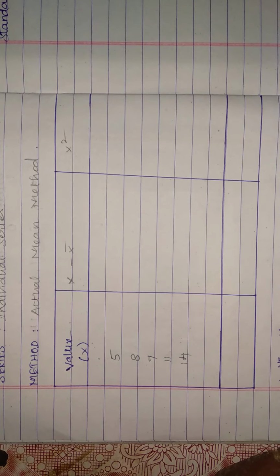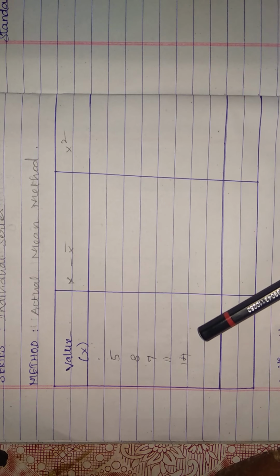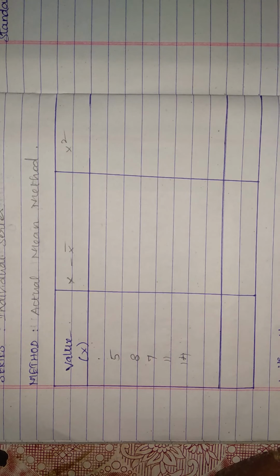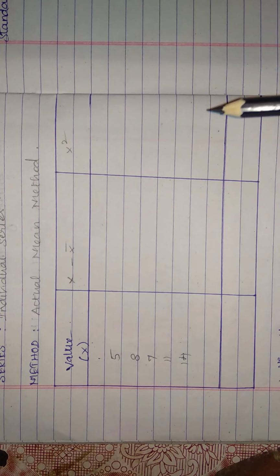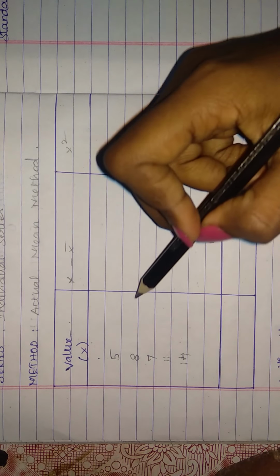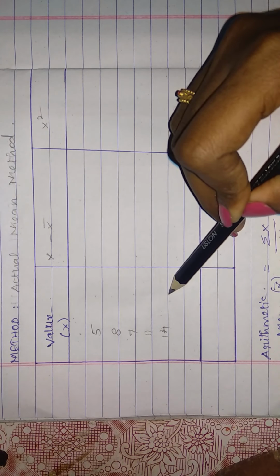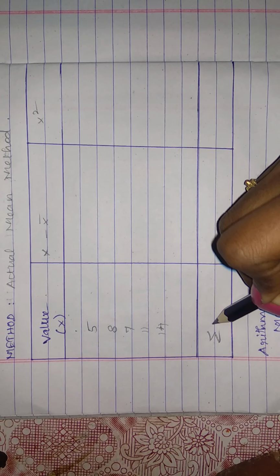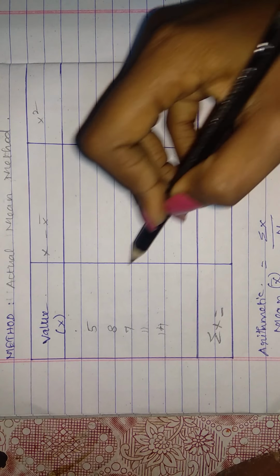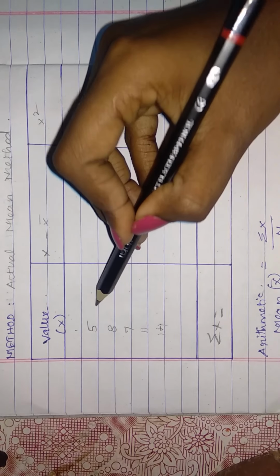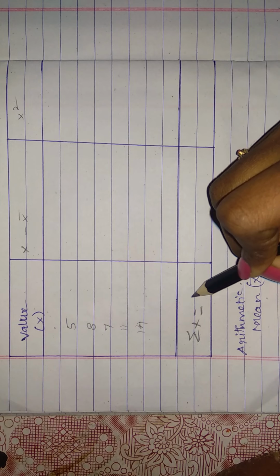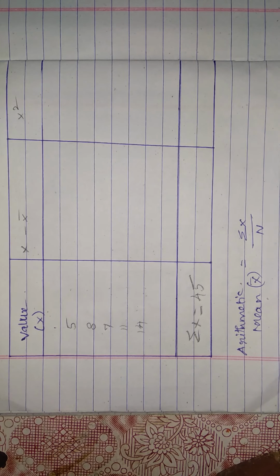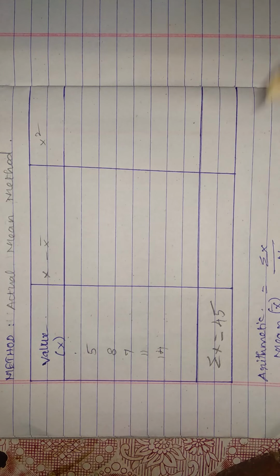The solution table consists of three columns. One is the value, the set of numbers they have given in the question, which we place in x. Then x minus x bar, and x square. First we enter the values the question has given: 5, 8, 7, 11, 14. Then we find summation x, the total of all these numbers: 5 plus 8 plus 7 plus 11 plus 14 is 45.